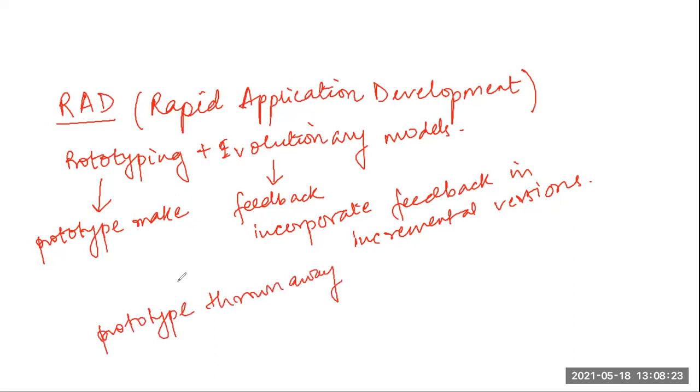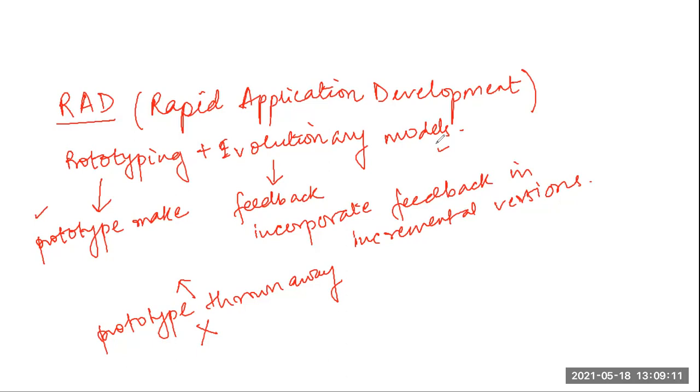Right? But that feature in the RAD model is not there. So from the prototype model, it only took the feature that a prototype should be made. And from the evolutionary model, it took the feature that incrementally the functions will be developed and delivered for feedback to the customer. And if the customer gives any change requests, we will incorporate those, and incremental versions we will again be delivering. So it took the good features of both the models, and it developed a RAD model.